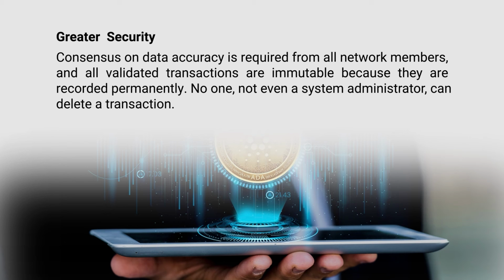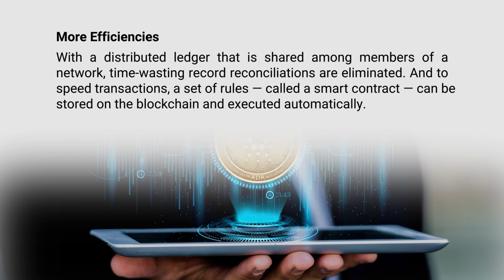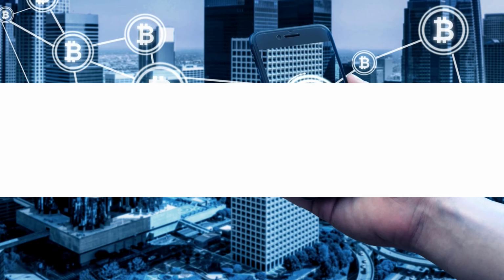The next benefit is greater security. Consensus on data accuracy is required from all network members, and all validated transactions are immutable because they are recorded permanently. No one, not even a system administrator, can delete a transaction. The next benefit is more efficiency. With a distributed ledger that is shared among members of a network, time-wasting record reconciliations are eliminated. And to speed up transactions, a set of rules called a smart contract can be stored on the blockchain and executed automatically.